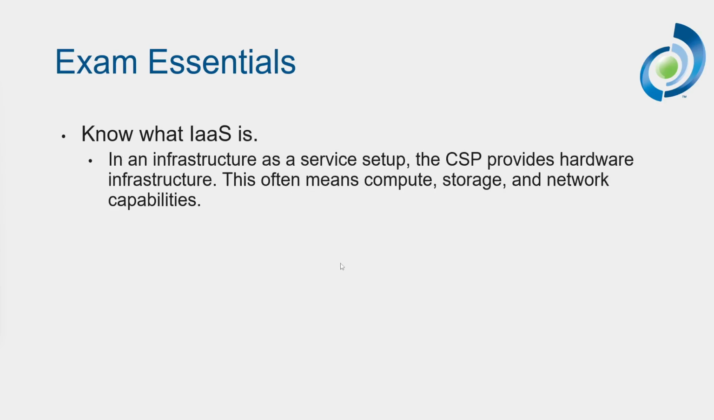Then the next one we have is infrastructure as a service, or IaaS. In an infrastructure as a service setup, the CSP provides hardware infrastructure. This often means compute, storage, and network capabilities. So remember, IaaS is how we replace our data center. Instead of ordering equipment, we can deploy equipment inside of our CSPs.